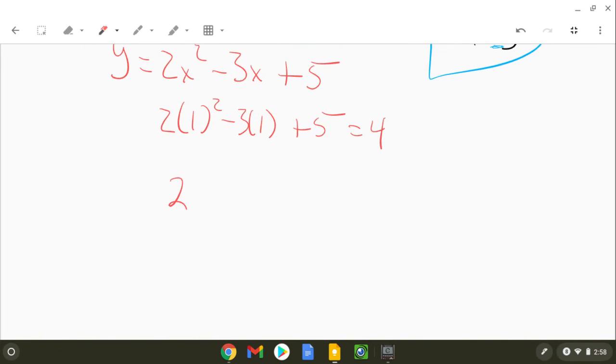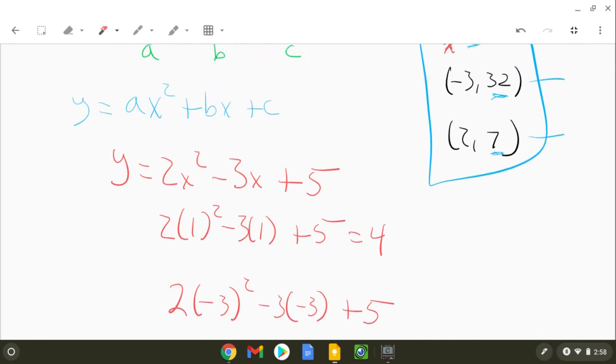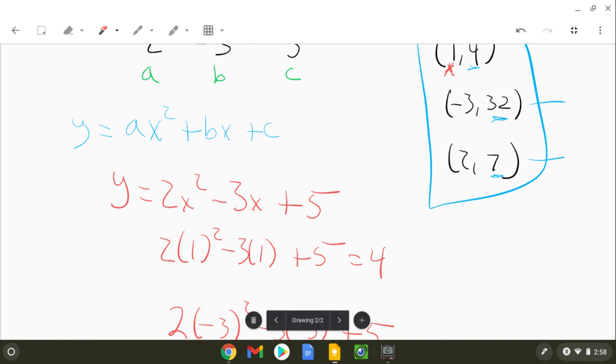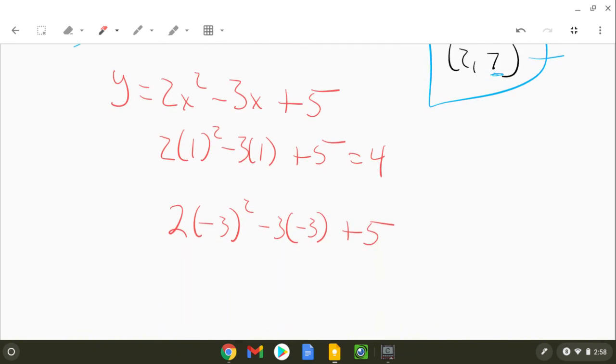And the same goes for plugging in negative 3. If you were to plug in negative 3 for x, and if you were to work this out, you're going to get that 32 back. So on your homework, hopefully it's straightforward. I tried to make it pretty plain, cut and dry for you.